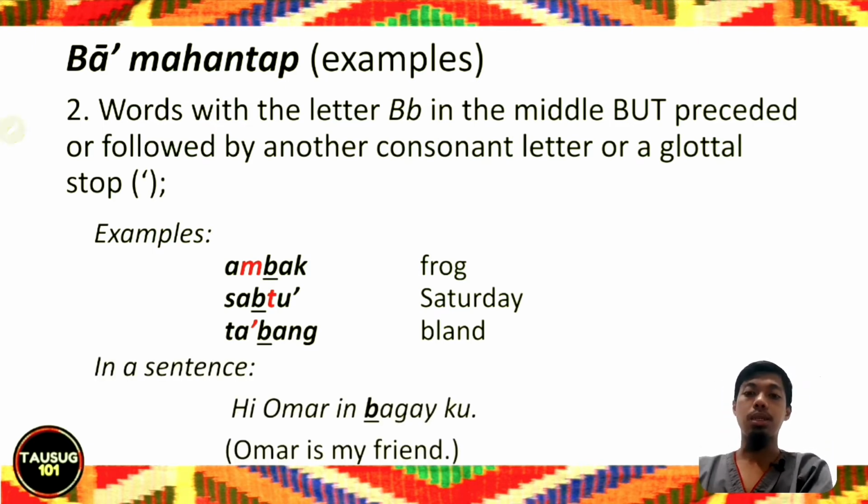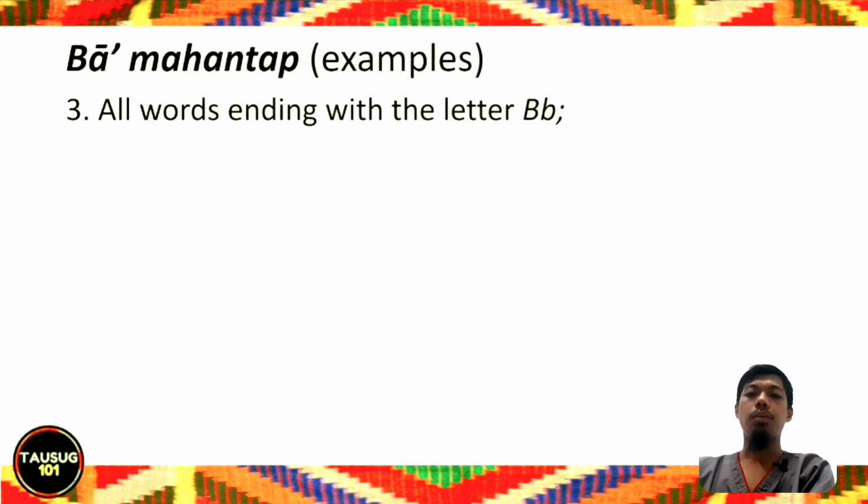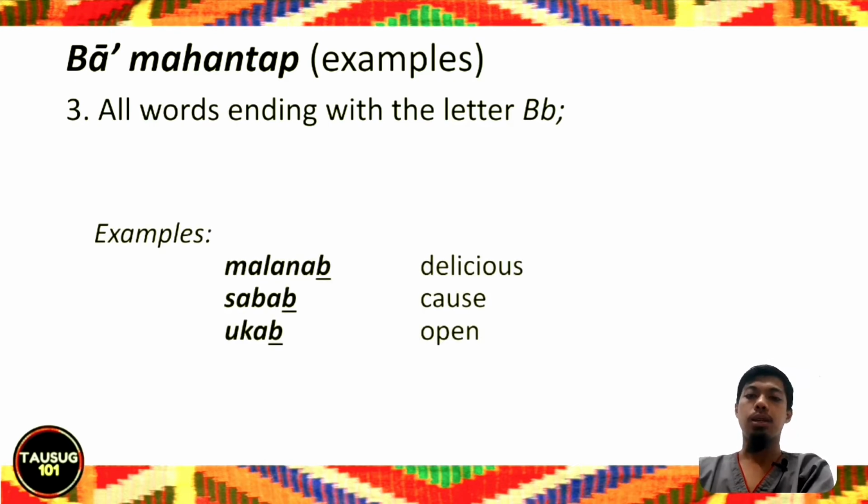When used in a sentence, when the letter Bā is in the middle of the sentence or preceded by another consonant, we still use the Bā Mahantap sound. So here, Umar in bagay ko. Bā Mahantap. Lastly, we use Bā Mahantap on all words ending with letter Bā. Examples here we have malanab, sabab, and ukab.